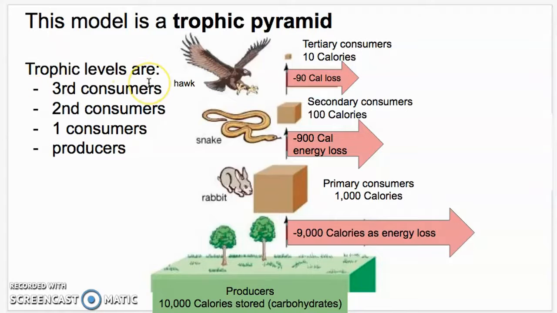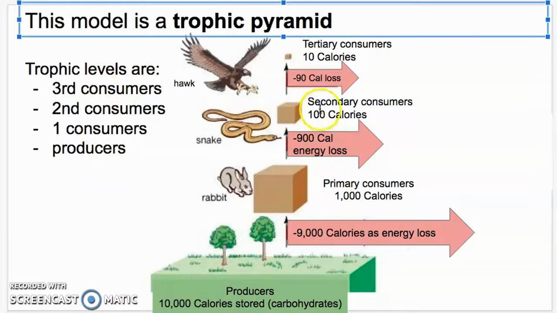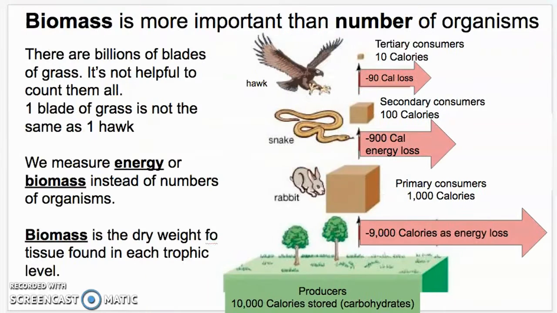So this model is called a trophic pyramid. And when you have all these levels, we have producers on the bottom, primary consumers on the next level, secondary consumers on the next level, and tertiary consumers on the final level. Now, we can measure how big these levels are in calories as energy. We can also measure these levels in terms of biomass.